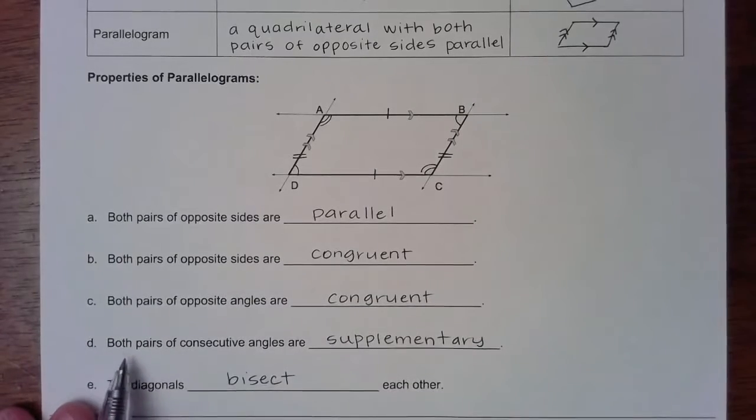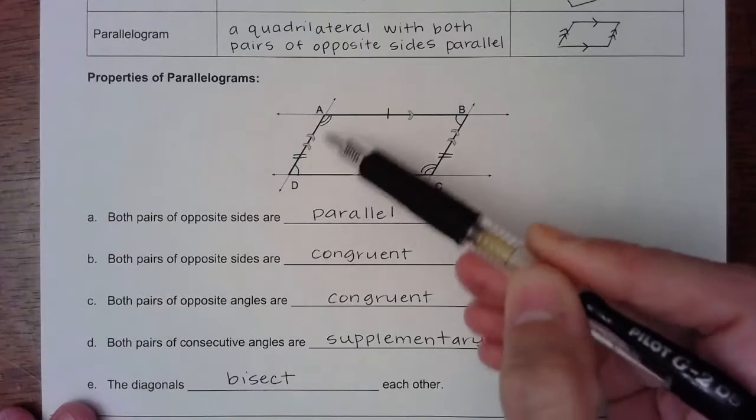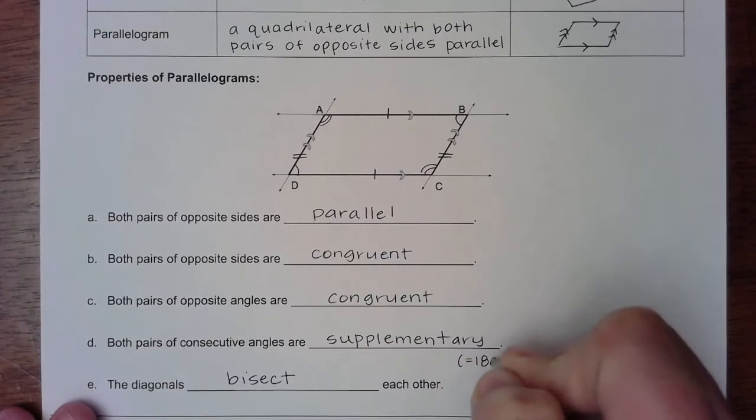The fourth one is both pairs of consecutive angles are supplementary. So that means not the ones that are across from each other, but the ones that are next to each other, those ones add up to 180 degrees. Remember, that's what supplementary means.